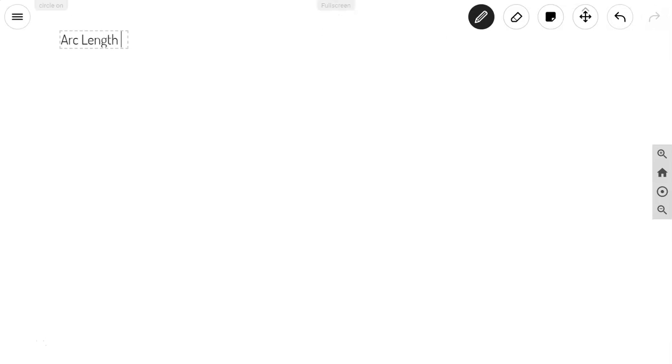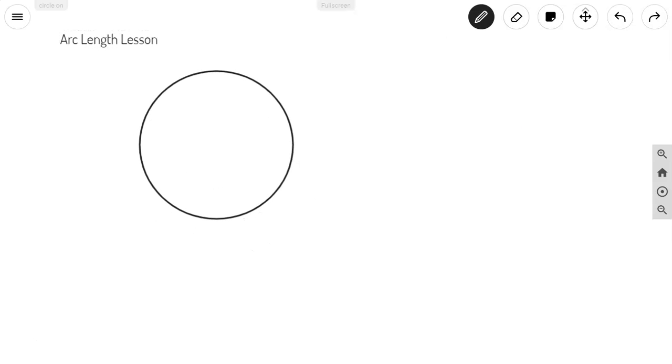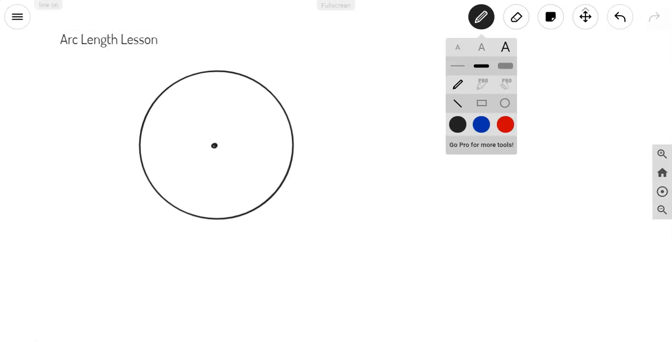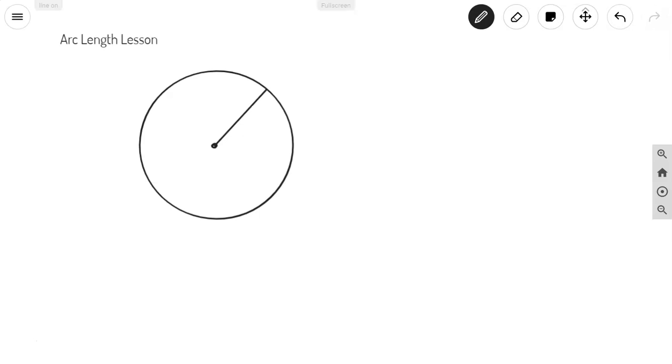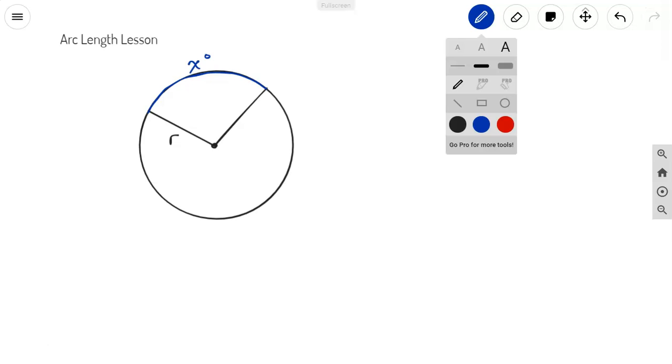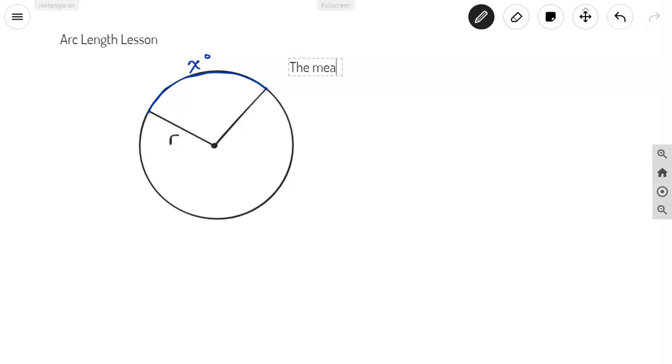In this lesson, we're going to discover how to find the length of an arc. In previous lessons, we learned how to find the measure of an arc in degrees, and now we're going to find its length using the degree of it and the radius of that circle it's on.